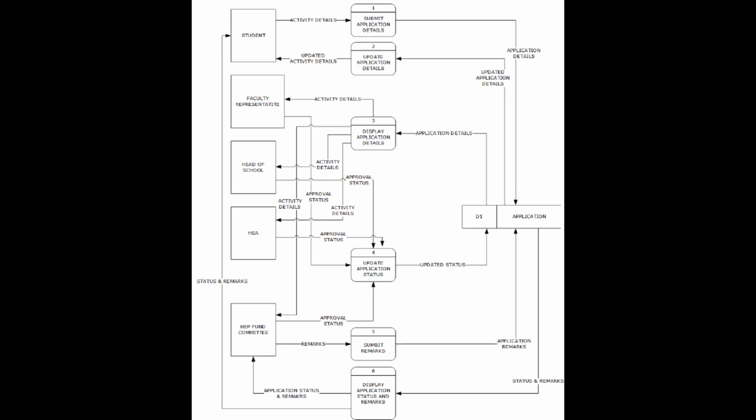It allows all departments to view students' application details received from data store application. Process 4, update application status, lets all departments update their evaluation, either rejection or approval. This status will later be stored in the same data store. Process 5, submit remarks. It allows HGP Fund Committee only to submit remarks to be stored in data store application. Process 6, display application status and remarks. This process can only be accessed by HGP Fund Committee and students.